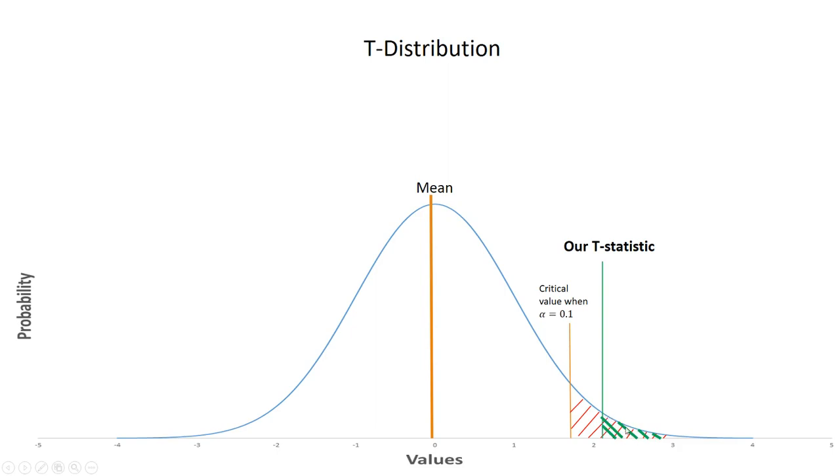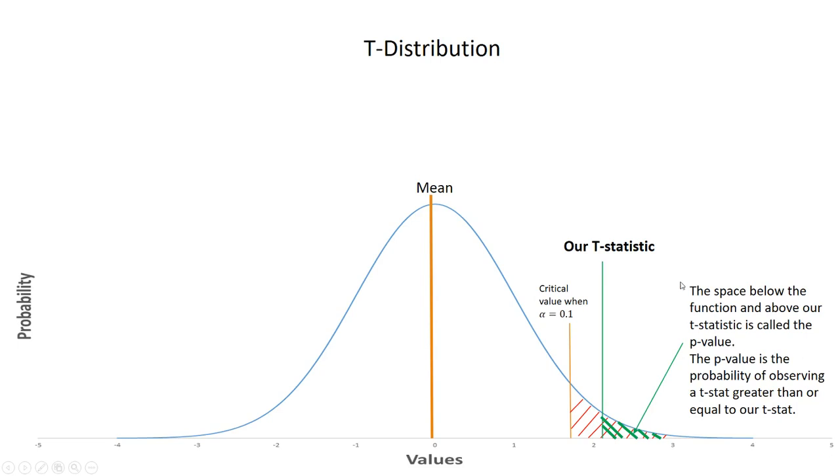So that's this region here. This region here is the probability of observing a t-statistic at least as large as our t-statistic. All right. So the space below the function and above our t-statistic, or to the right of our t-statistic, is called the p-value. The p-value is the probability of observing a t-stat greater than or equal to our t-stat. All right.